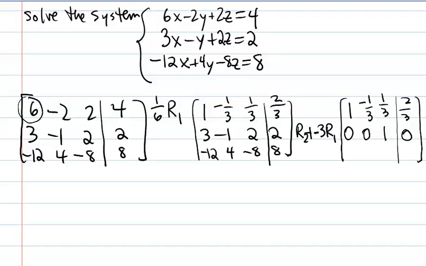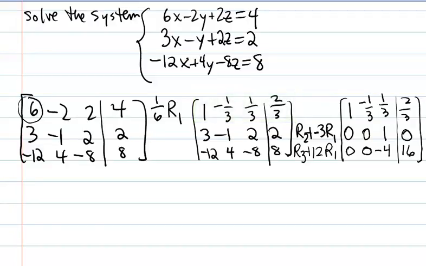In the third row I have a -12, so I want to add a +12. Row 3 plus 12 row 1. Running across row 1, multiplying by 12, I have 12 plus -12. 12 times -1/3, that's -4 plus +4. 12 times 1/3 is 4 plus -8, that's -4. And 12 times 2/3 is 8, plus another 8 gives me 16.